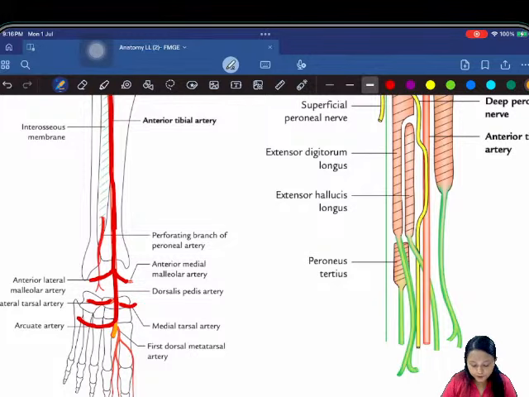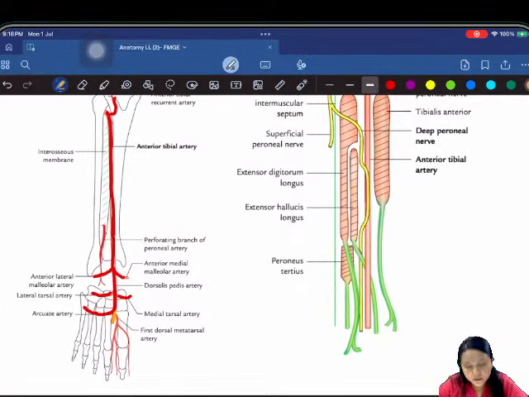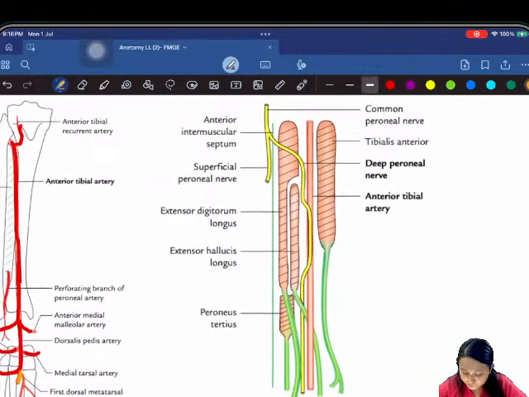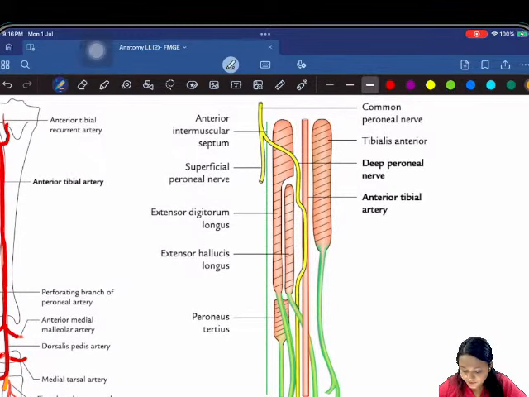Okay, so the dorsalis pedis artery is coming from the anterior tibial artery only. Up here you can see the muscles. So you can see this is the tibialis anterior. This is the extensor digitorum longus, and this is the extensor hallucis longus. Okay, on the side you have the peroneus tertius.